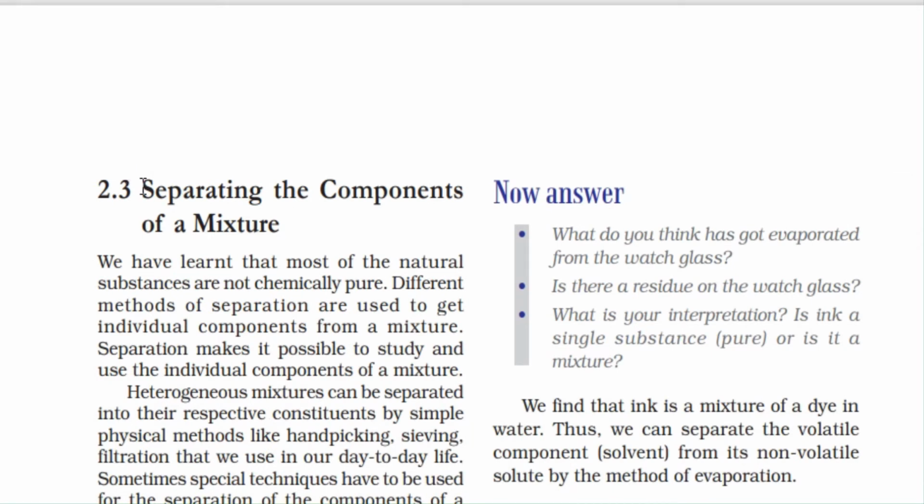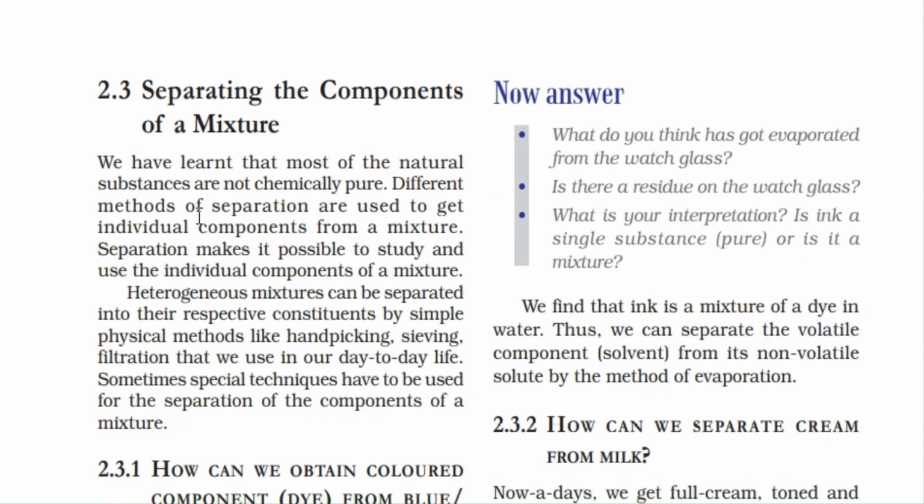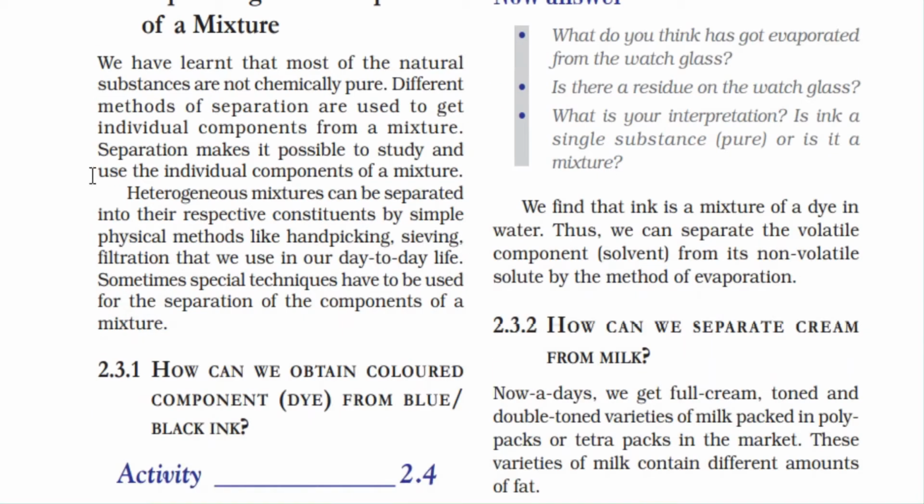Today we are going to discuss Article 2.3, separating the components of a mixture. We have learned that most of the natural substances are not chemically pure. Whatever substances we see are not chemically pure. Different methods of separation are used to get individual components from a mixture. So we use some method to separate these mixtures. Since the substances are impure, we have to separate each component from the mixture and get the pure substance. Separation makes it possible to study and use the individual components of mixtures.